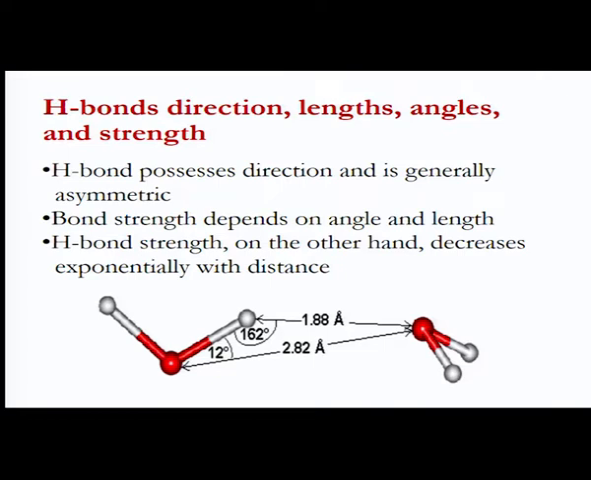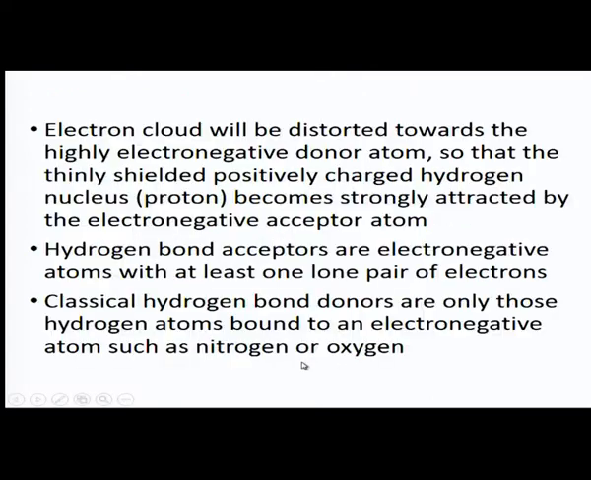We have shown a hydrogen bond in the picture in this projection, where an angle of 162 degrees is marked. The red marks on the left hand side and right hand side are the donors and acceptors, which are electronegative atoms. The angle subtended at hydrogen is shown as 162 degrees. The distance between this hydrogen and the acceptor O is 1.88 angstrom. The donor and the acceptor distance is marked as 2.82 angstrom.